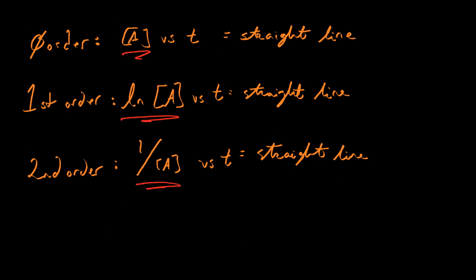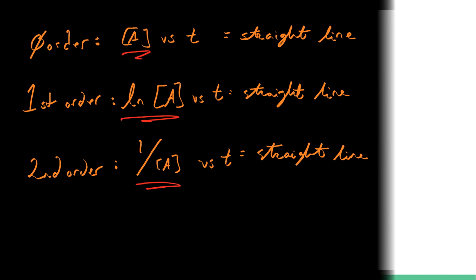Okay, if the graph of concentration versus time is straight, then it's 0 order for that reactant. If its natural log versus time is straight, then it's first order. And if 1 over concentration versus time is straight, then it is second order. And that's really all there is to it for your integrated rate law. Let's move on to something where I might have to show you some math.